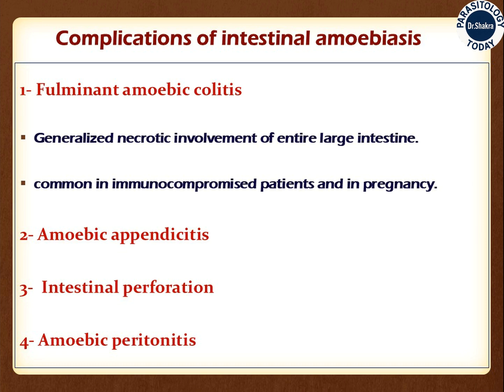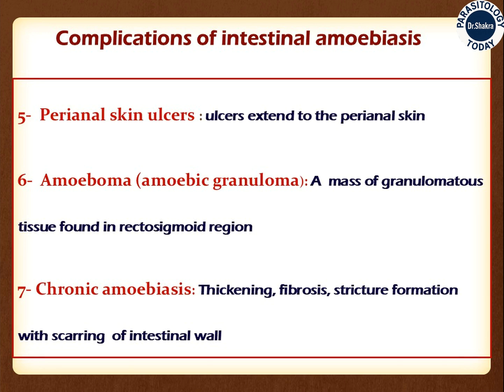5. Perianal skin ulcers. Ulcers that extend to the perianal skin cause localized discomfort and infection. 6. Amoeboma, amoebic granuloma. Formation of a granulomatous mass, typically located in the rectosigmoid region. 7. Chronic amoebiasis. Long-term complications include thickening, fibrosis, stricture formation, and scarring of the intestinal wall.